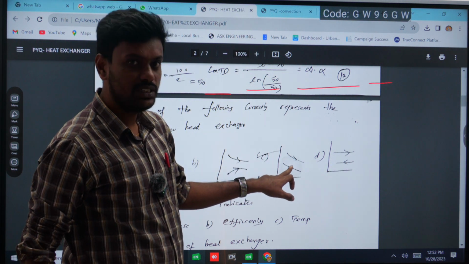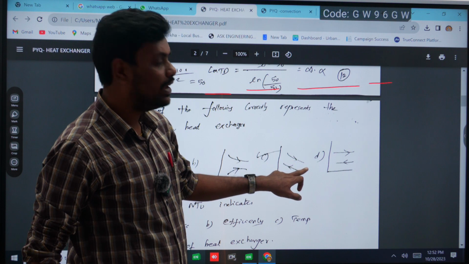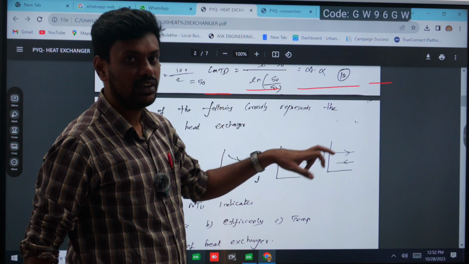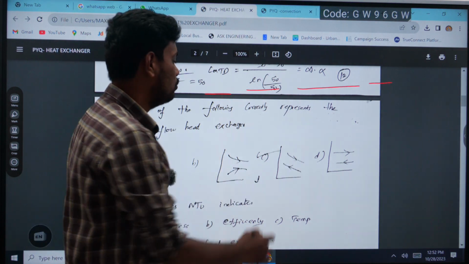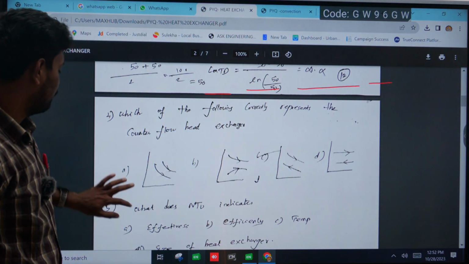But you have to always remember there will be some variation in the temperature. The curve should not be a straight line. If the line is straight, then there is no change in the temperature. So the answer C is correct.